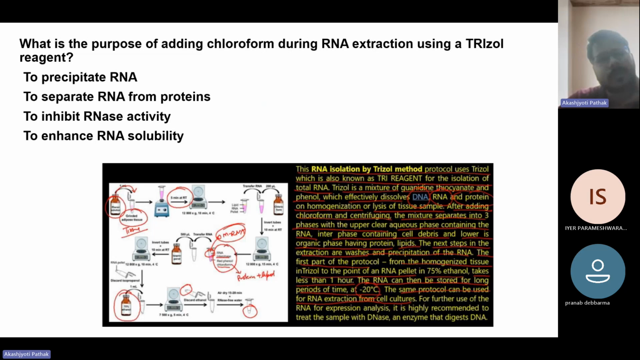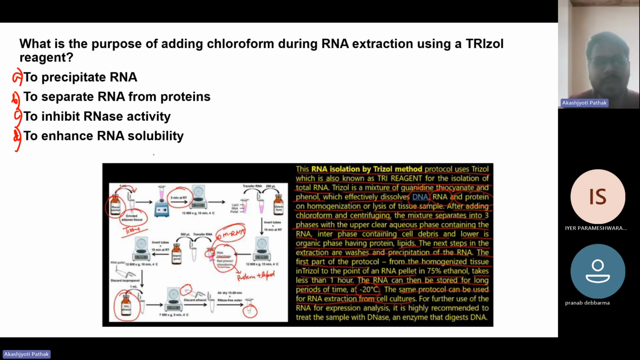Now, this is another question. What is the purpose of adding chloroform during RNA extraction using a Trizol reagent? So you learned about Trizol, how you can isolate or purify RNA from the cell by using the Trizol method. So what will be the answer to this question? These are the four options. Which option is correct?